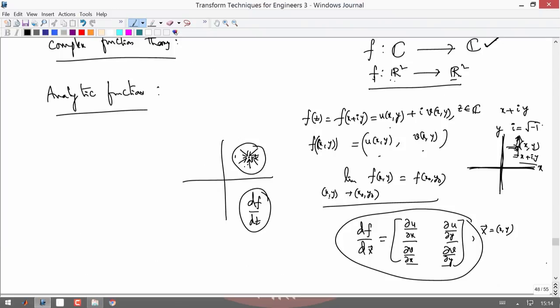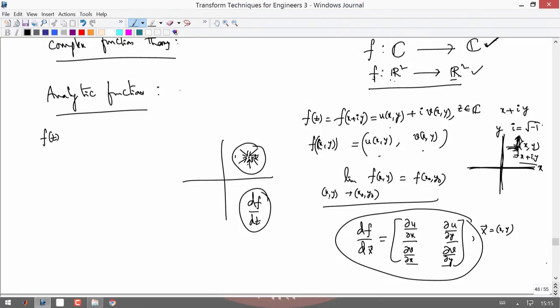Let me not confuse you here. Here you need only 2 directions to exist. There, in all directions the derivative should exist and it should have the same value. That is where the difference between analyticity and differentiability from R2 to R2 lies. That is why we call this an analytic function: if you have a function f differentiable at a point and in every neighborhood of that point, you call it an analytic function. So analytic function means f(z) is analytic.